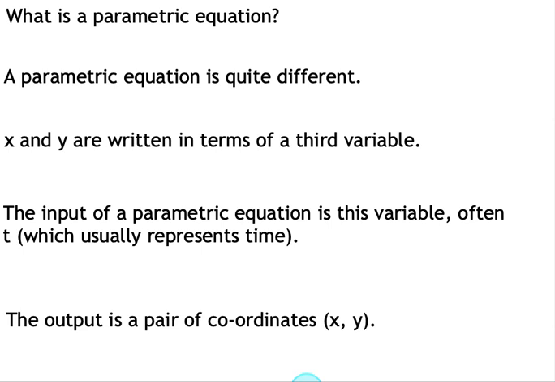A parametric equation is slightly different. This time x and y are written in terms of a third variable, often t, and it often represents time. The input of a parametric equation is this value t, this parameter, and the output in this case is a pair of coordinates x, y, not just what y is.